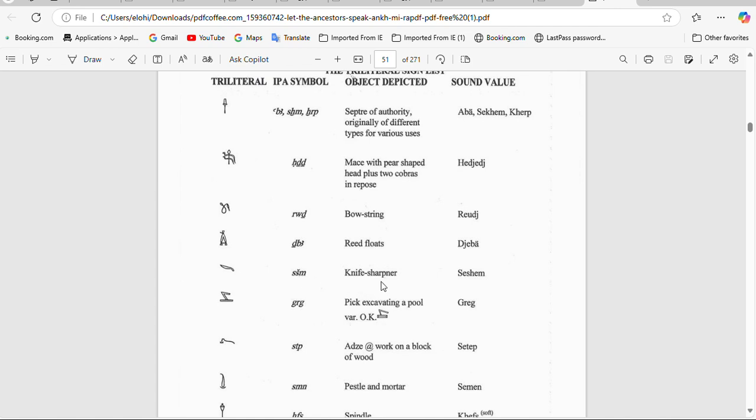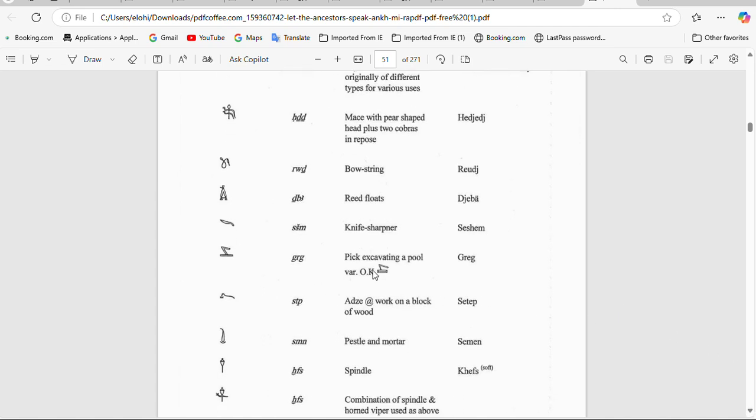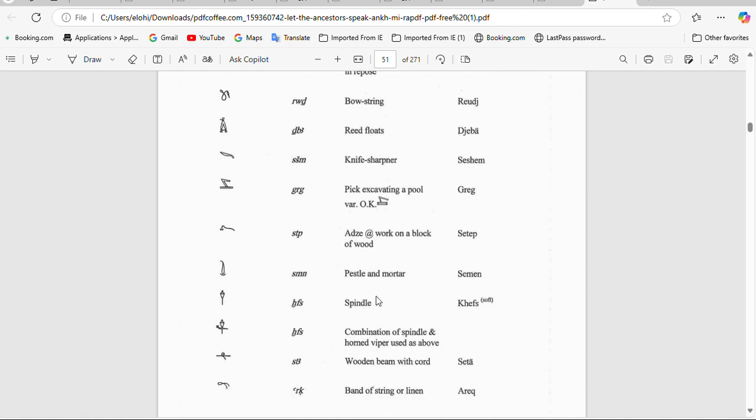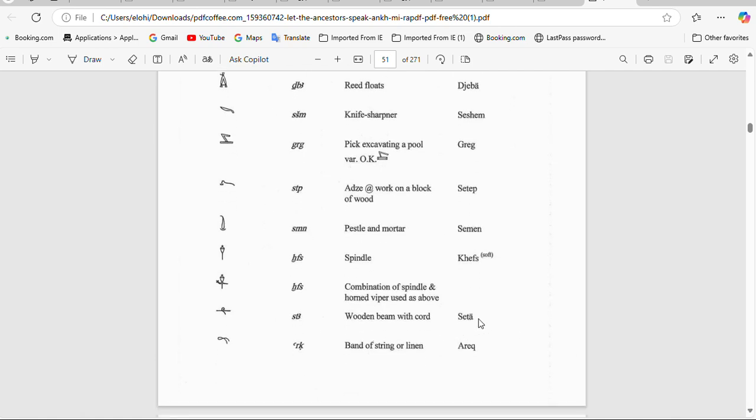Then you have a seshem, which is a knife sharpener. Then you have the greg, which is a pick excavating a pool. Then you have the setep, adze at work on a block of wood. Then you have the pestle and mortar. Then you have the spindle, which is a kefs. Then you have a combination of spindle and horned viper used as above. Same thing. Then you have a wooden beam with a cord.